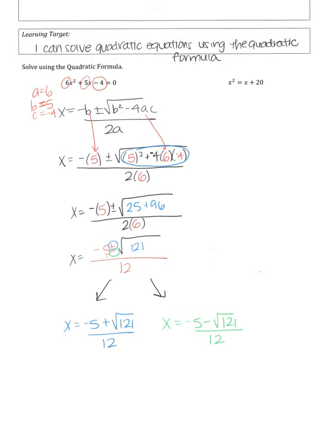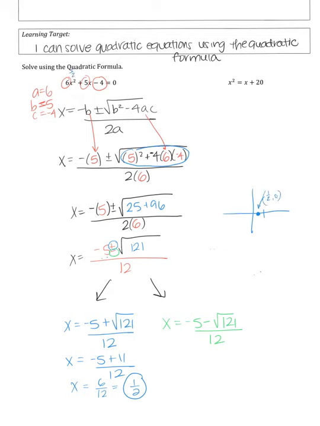Now, lucky for us, 121 is a perfect square. The square root of 121 is 11, which makes our answer a lot nicer. Negative 5 plus 11 over 12 simplifies down to be 6 over 12, or 1/2. So our first solution, or zero, or root, would be at positive 1/2, 0.